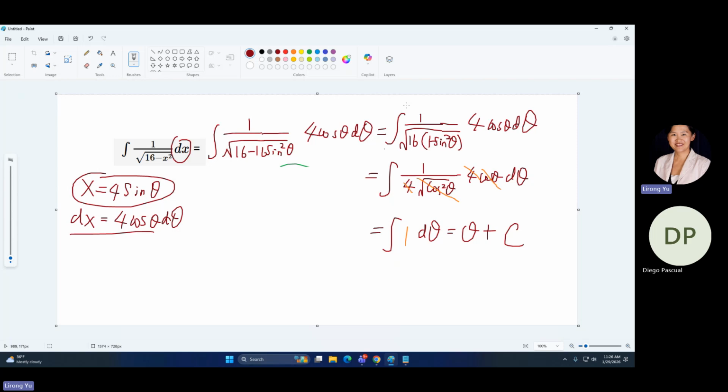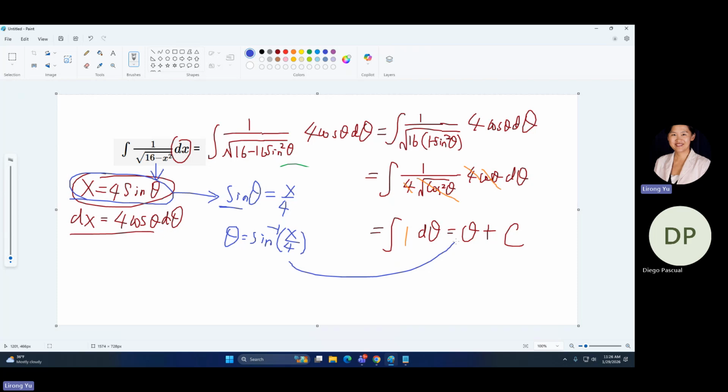Theta is a substitution variable. We have to write it back to the original variable. Look at the substitution to find out theta. So sine theta equals x over 4, solving for theta, so we get theta by itself. Divide both sides by 4, so sine theta is x over 4. And then we're going to get rid of the sine using a sine inverse of both sides of the equation. Theta equals sine inverse of x over 4.